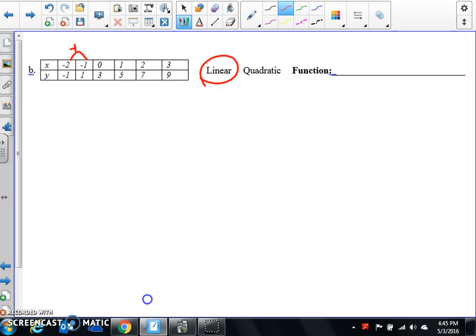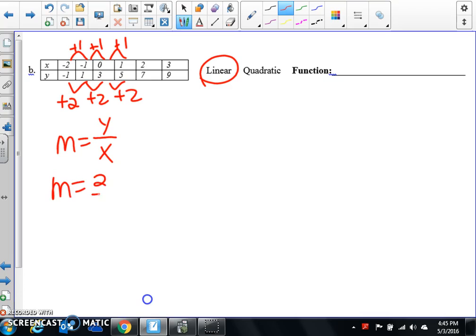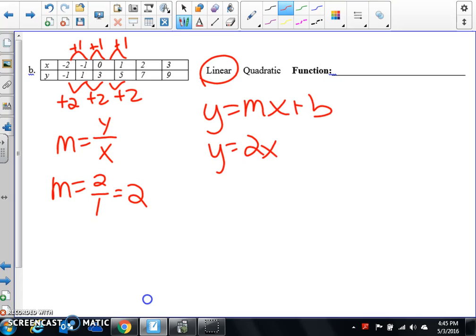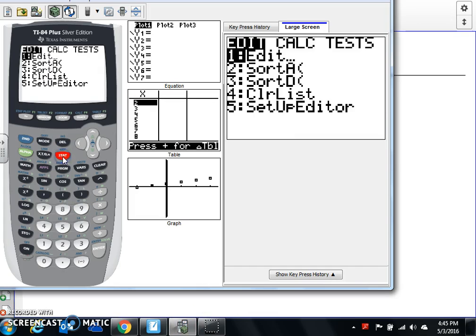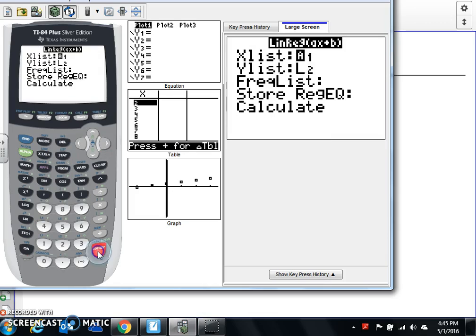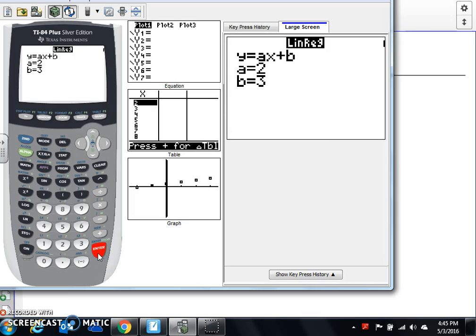But look, up here I'm adding 1. Over here I'm adding 2. The slope is y over x. So your slope would be 2 over 1, which is 2. So if it's linear, we know it's y equals mx plus b. So y equals 2x, and then my b is right there, plus 3. Just to check using our calculator, we go to stat over lin reg, and we should get the same thing. So 2x plus 3.